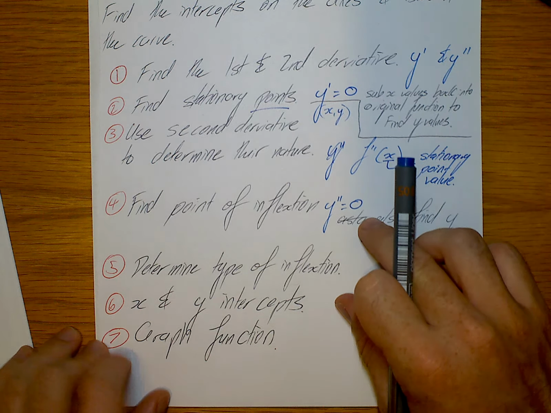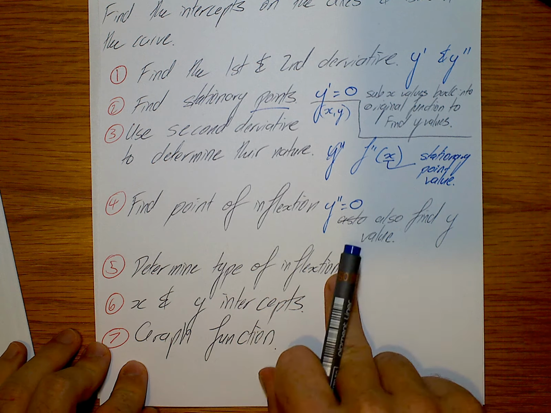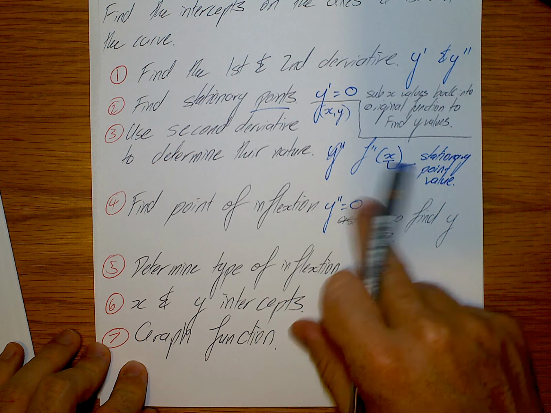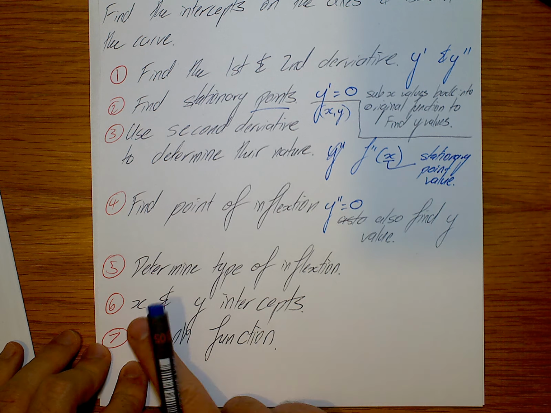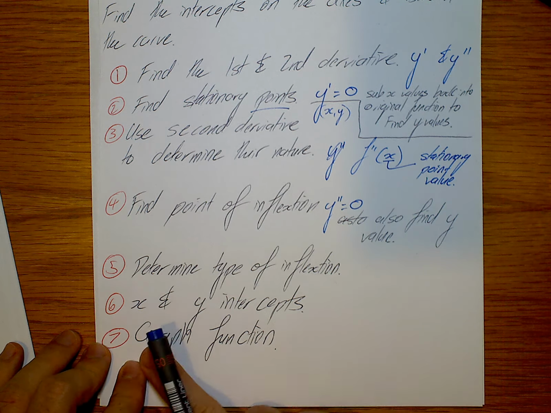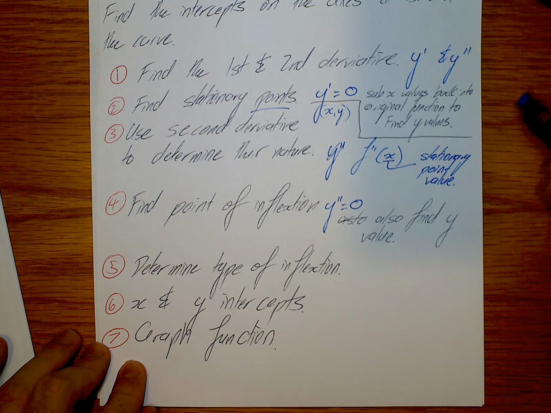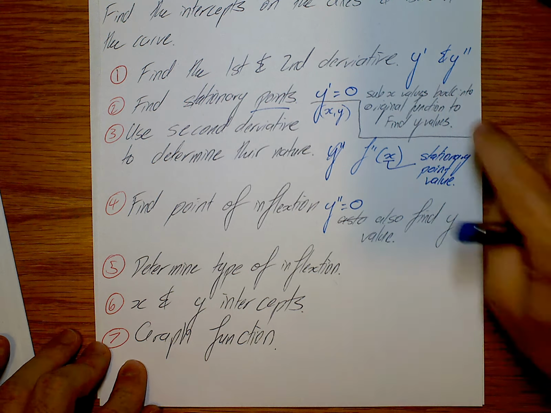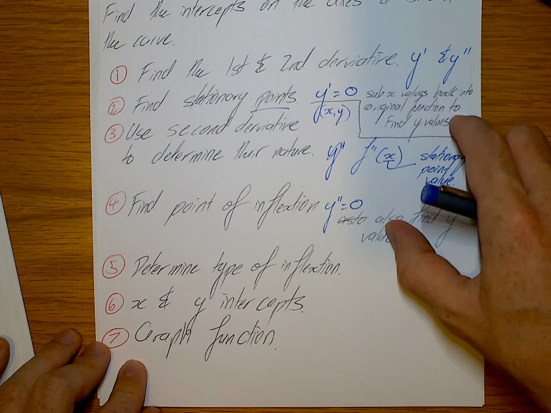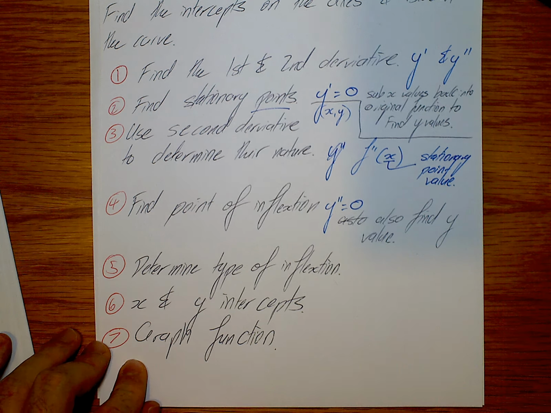So once you've found your x value, determine the type of inflection. So what type of inflection is it? Find the x and y intercepts, and then finally graph your function. 7 big steps that you need to do. 2 and 4 are very big, okay? But we're going to try and stick to this checklist.